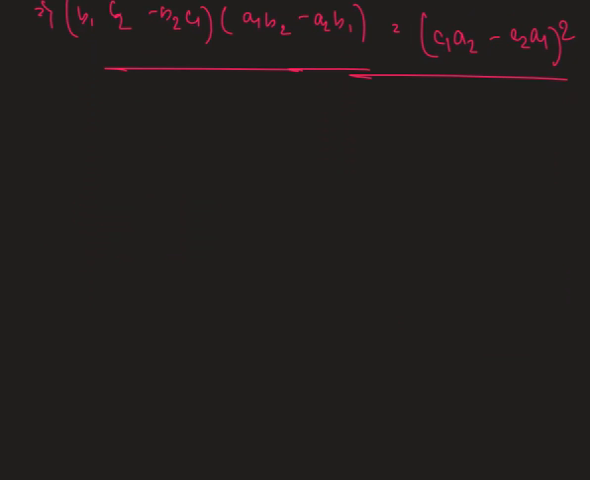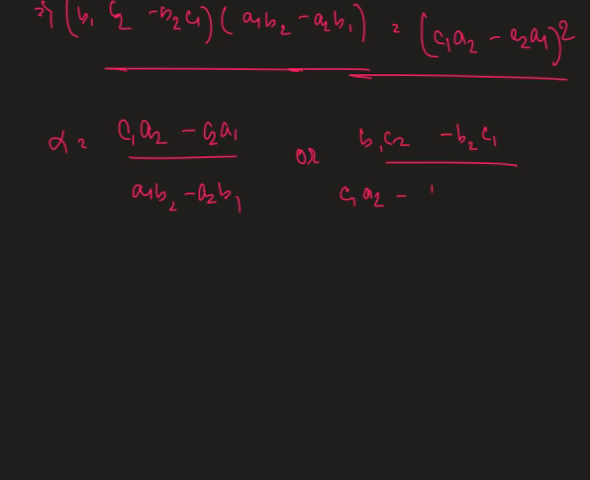Okay, and the common root is given by alpha is equals to c1 a2 minus c2 a1 divided by a1 b2 minus a2 b1 or b1 c2 minus b2 c1 divided by c1 a2 minus c2 a1. Okay.